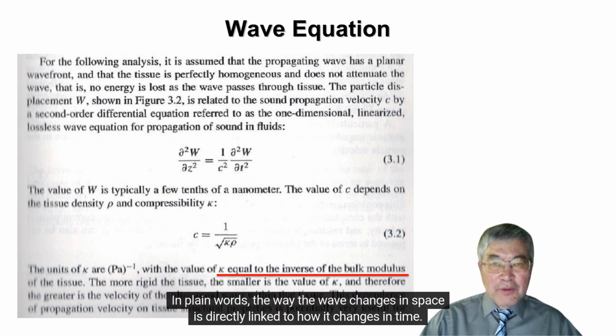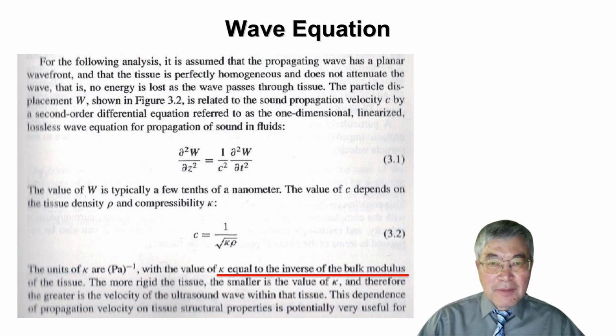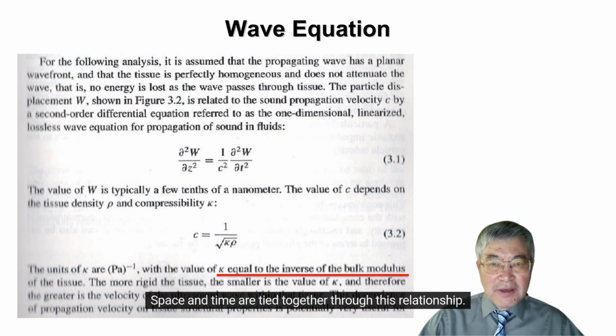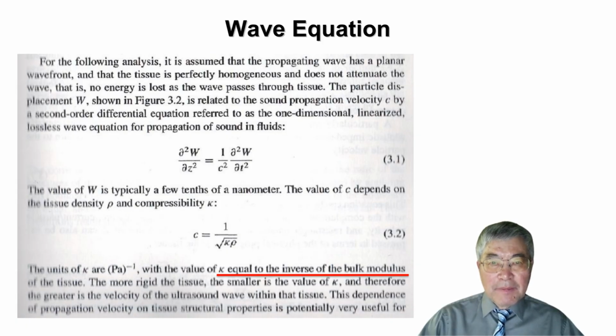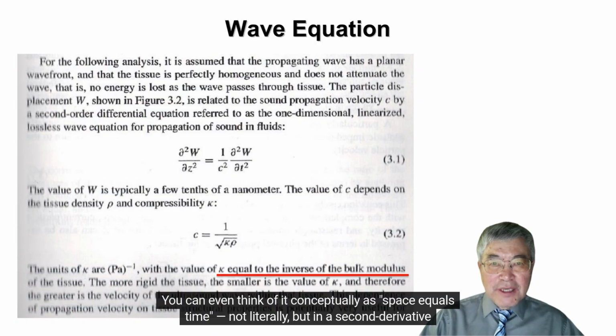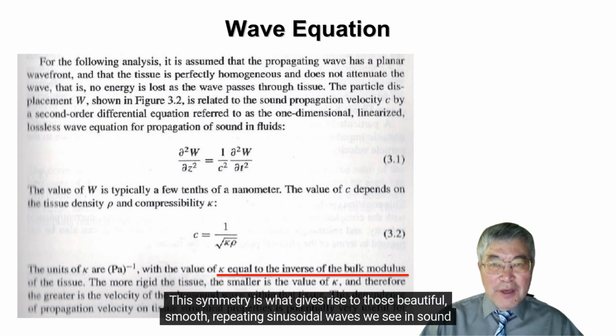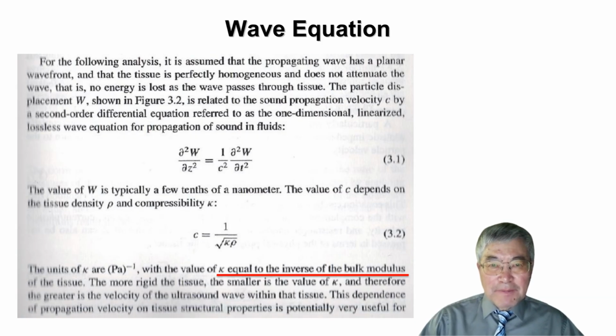In plain words, the way the wave changes in space is directly linked to how it changes in time. Space and time are tied together through this relationship. You can even think of it conceptually as space equals time, not literally, but in a second derivative sense. This symmetry is what gives rise to those beautiful, smooth, repeating sinusoidal waves we see in sound or vibration.